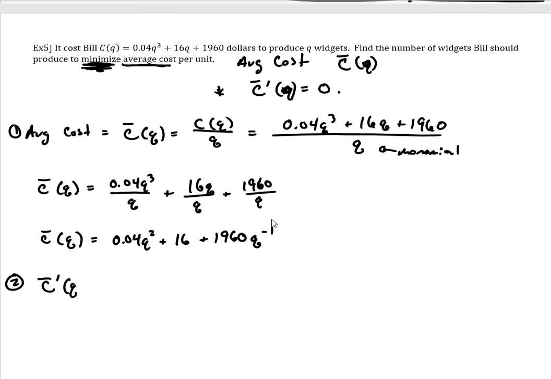So the derivative, c bar prime of q, use the power rule on this first one. So it looks like that would be 0.08q. The derivative of a constant is 0, so then I can move on. The power rule on the third term gives me minus 1,960, and minus 1 from the power would be q to the negative 2.